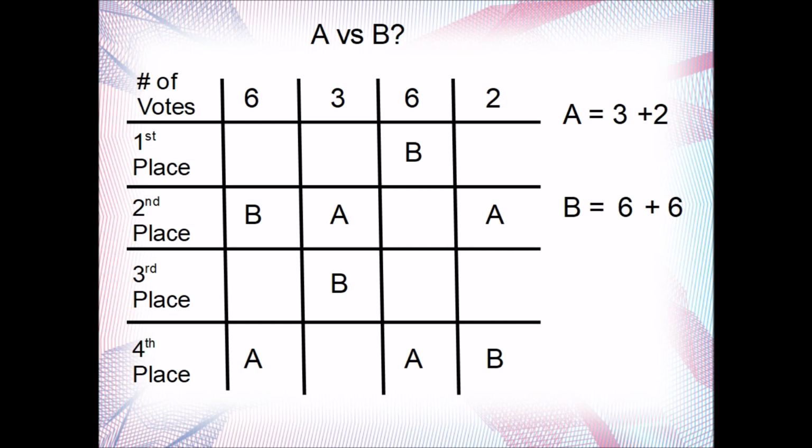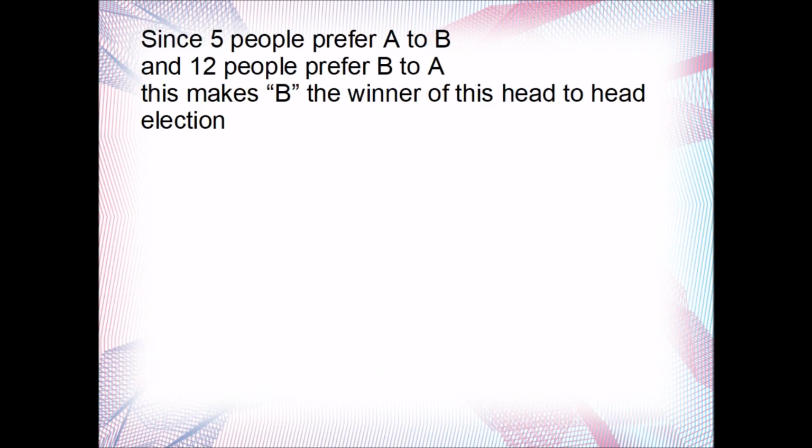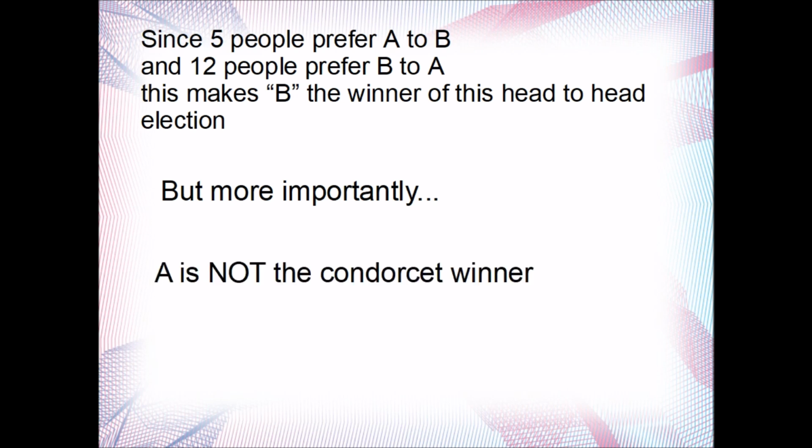So 5 people like candidate A better, and 12 people like candidate B better. So 5 people prefer A to B, 12 people prefer B to A. That makes candidate B the winner of this head-to-head election. But what's more important is that means that A is not the Condorcet winner because candidate A lost.